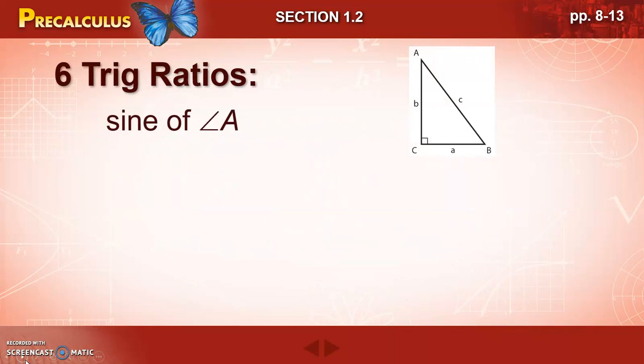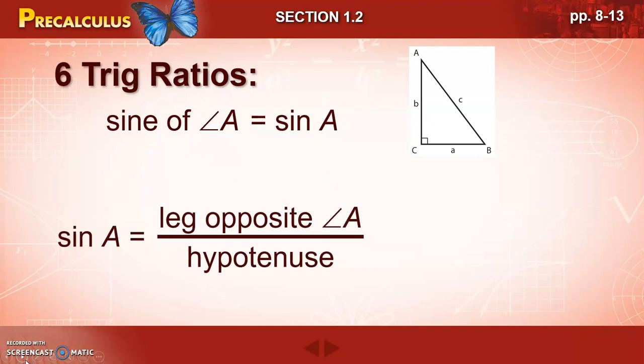Now, the 6 trig ratios are related to the sides of a right triangle. This first trig ratio is the sine. The sine of angle A, which is just sine A. And the sine ratio is the ratio between the leg opposite of the angle, in this case, angle A, and the hypotenuse.